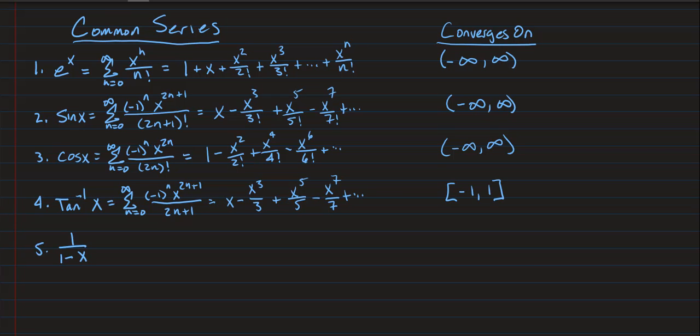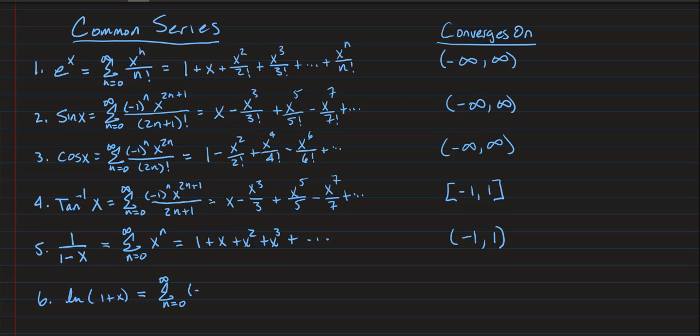And I believe last time we also looked at this function. This is the geometric series where x is equal to r. That's just x to the n, and that converges from -1 to 1, not including the -1 and the 1. So pay attention to the parentheses and the brackets. The last one that I think you'll need for your homework is the natural log of 1 plus x. So this is going to be -1 raised to the n plus 1 times x to the n over n. This converges from -1 to 1, not including the -1, but including the 1.